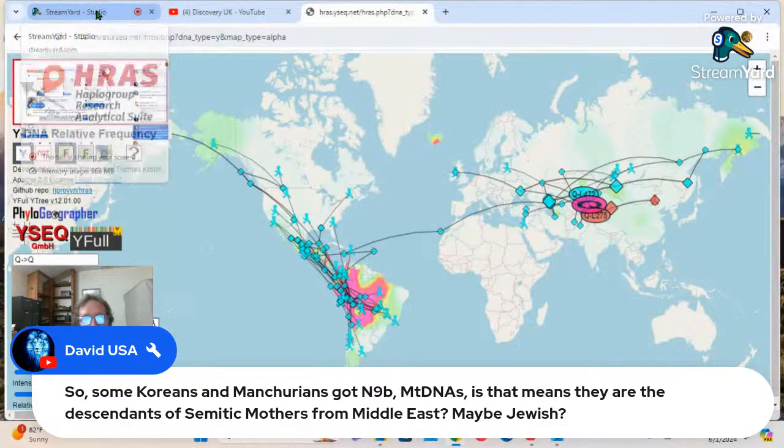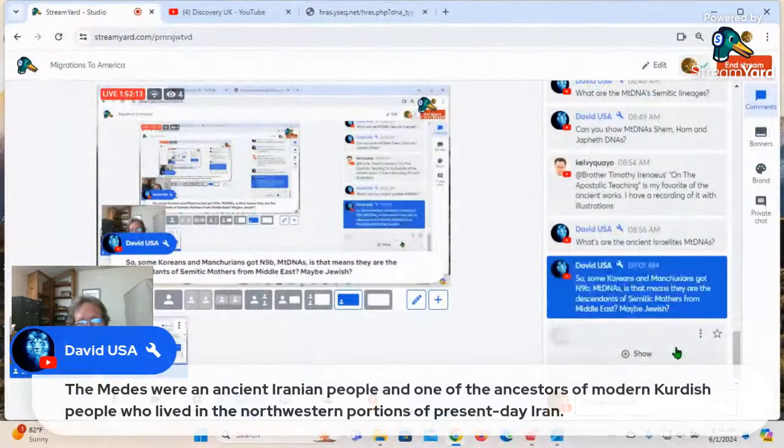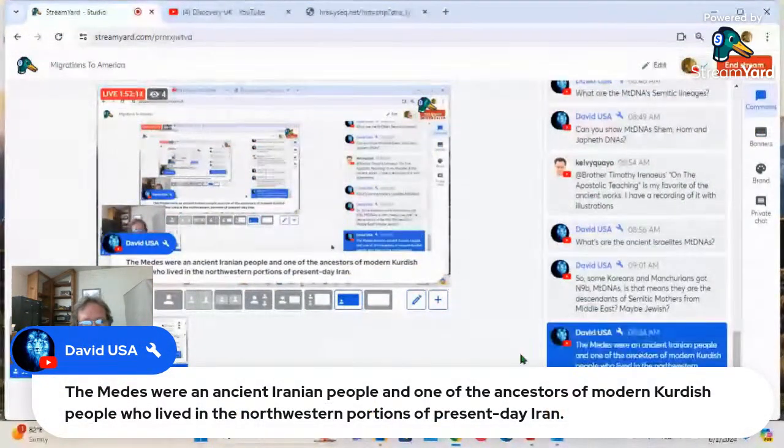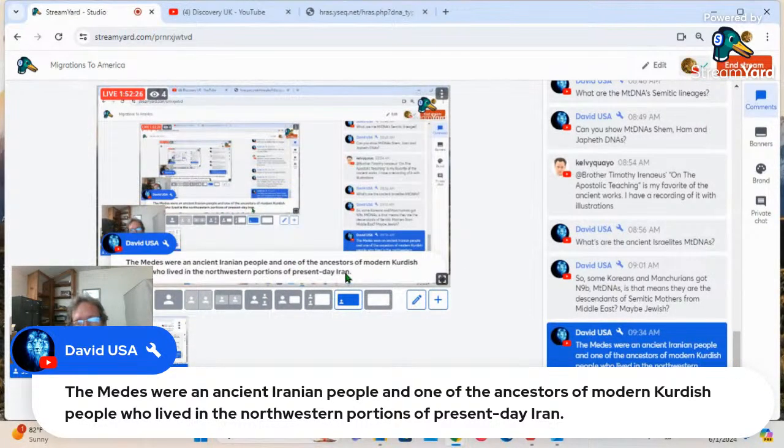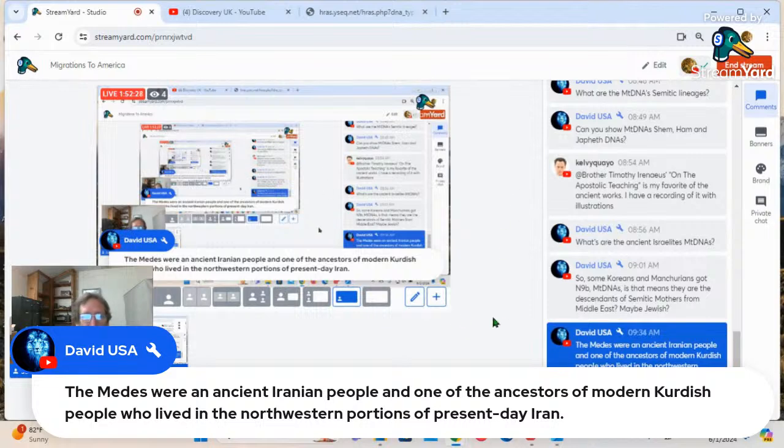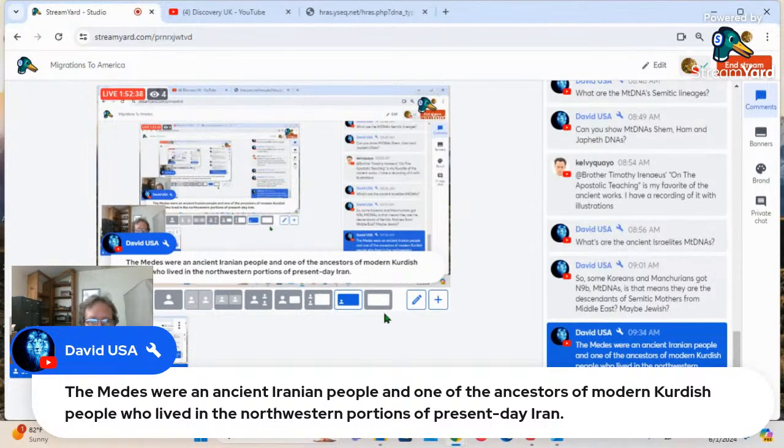I guess we've been going at it long enough. See, the Medes were ancient Iranian people, as well as ancestors of modern Kurdish people who live in northwestern portions of present-day Iran. There's not a whole lot of Q in Iran. I mean, we could look and see how much, but the Medes were moved up into the North Iran area, but they were larger. The Persian people were largely this.